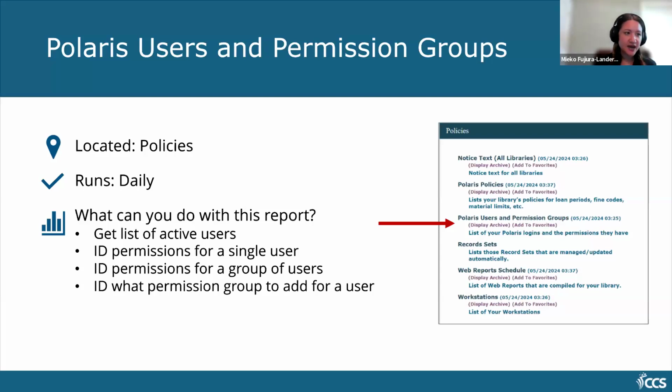What are some of the things that you can do with this report? This report allows you to get a list of your active users. You can identify permissions assigned to a single user. You can identify permissions for a group of users. So you can see, at a glance, all of your staff that are in a particular permission group. And finally, it can help you identify what permissions you may need to add to a user.